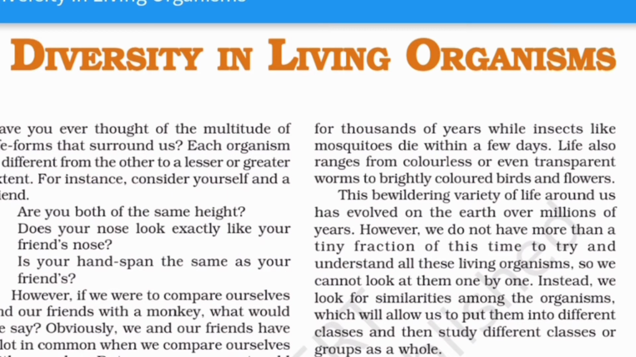However, we do not have more than a tiny fraction of this time to try and understand all these living organisms. So we cannot look at them one by one. Instead, we look for similarities among the organisms. And in this chapter, we are going to talk about the similarities and dissimilarities. On the basis of that only, they will be divided into kingdoms, species, phylum. So in this chapter, we will come to know more about the diversity in the living organisms, on what basis they are divided, or they vary from us, or we vary from them.